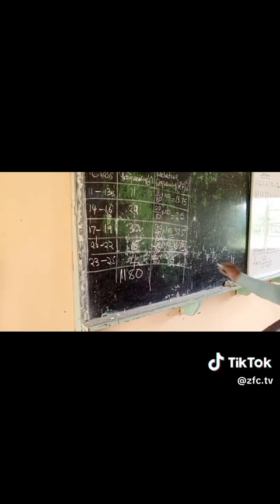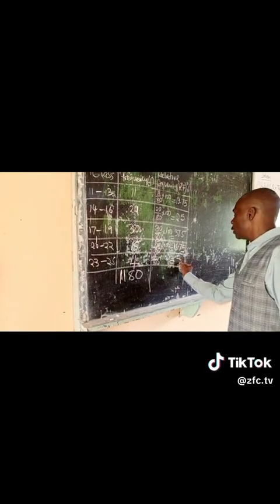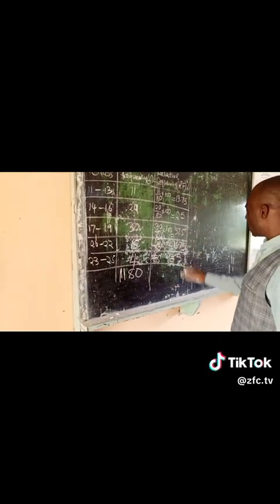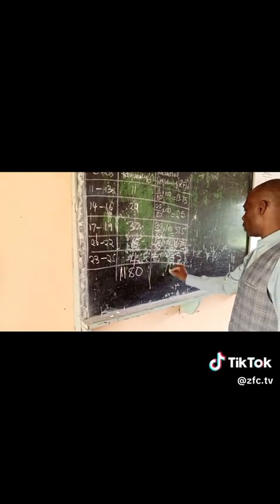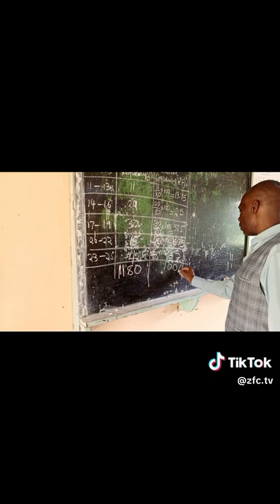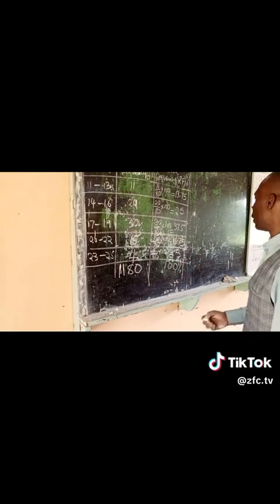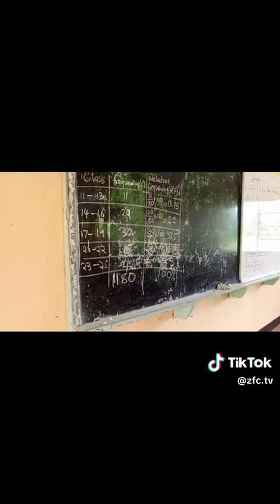If you add all these numbers, you find that they will give you 100%. So that is what we call the relative frequency, and it's very important when you're trying to find the mode. From there, we go on to find the LM.